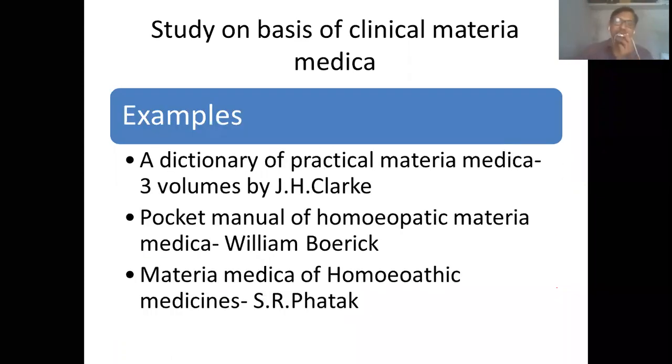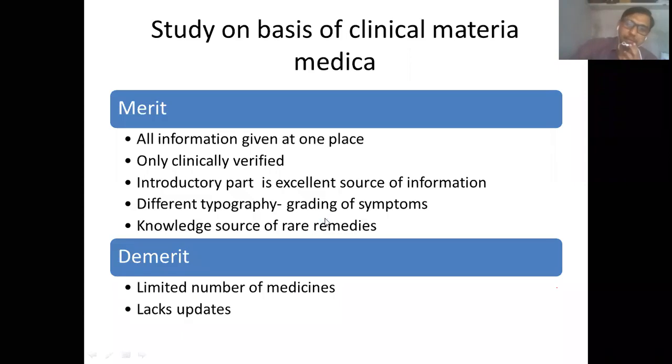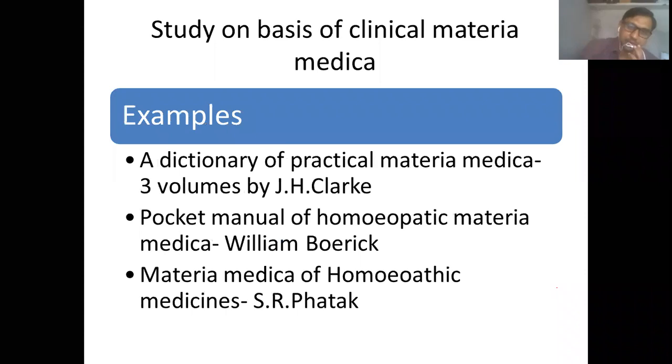The most common example is A Dictionary of Practical Materia Medica by J.H. Clarke, which is in 3 volumes. Then Pocket Manual of Homeopathic Materia Medica by William Boericke, and the recent one is Materia Medica of Homeopathic Medicine by S.R. Pathak. Now, one more demerit I have mentioned is the lack of updates in this type of clinical materia medica.